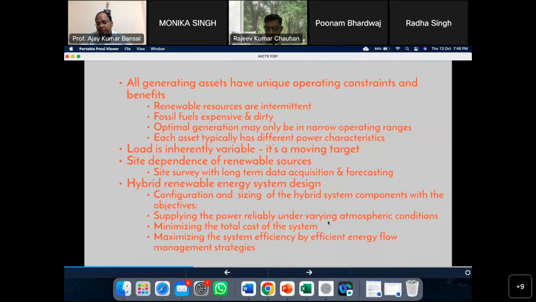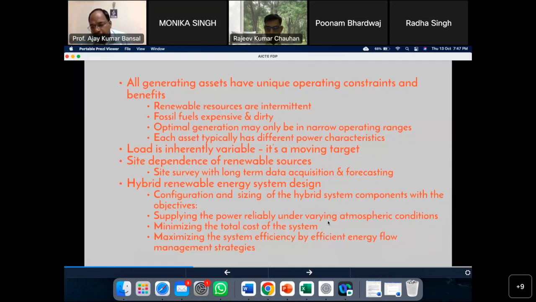The next challenge associated with a hybrid energy system or any kind of renewable energy system is the site dependence of the renewable source. So it is not easy to have any simple one-size-fits-all philosophy.